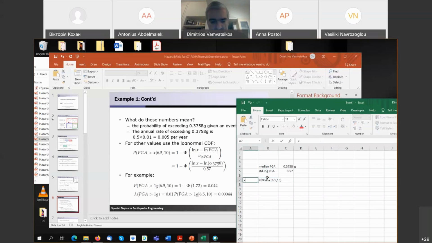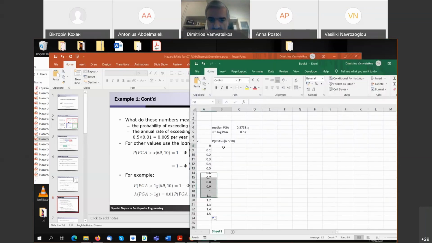Let's just put them as 6.5 and 10. Let's put some X's here, and let's start with 0, 0.1, 0.2, 0.3, 0.4, and let's just put a bunch of numbers. I'll just go up to 1G, or maybe more, why not? 2G, I don't know, 1.5G, that's good. Now let's set it up nicely.